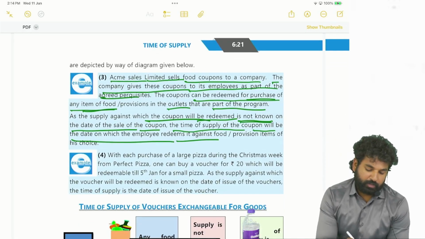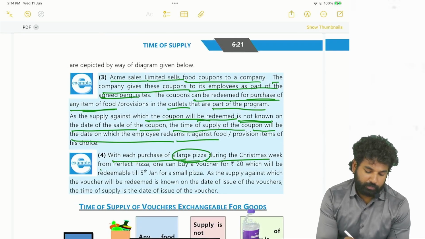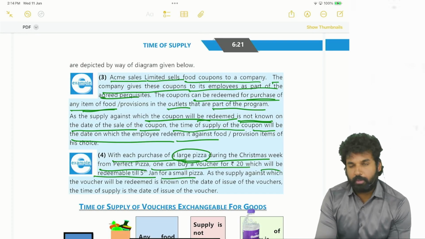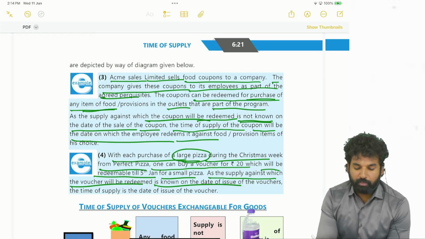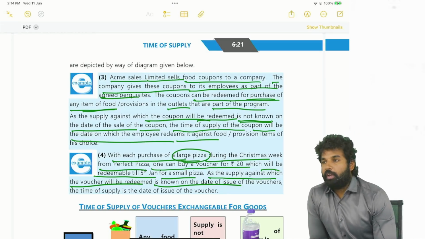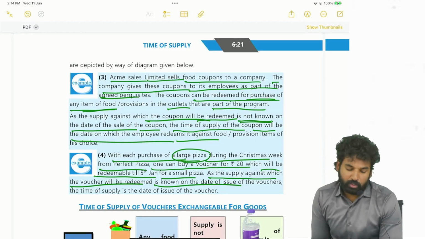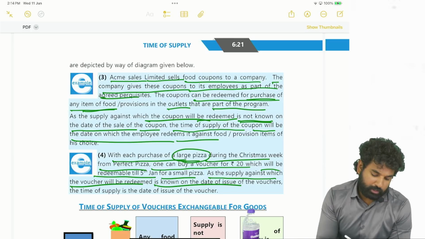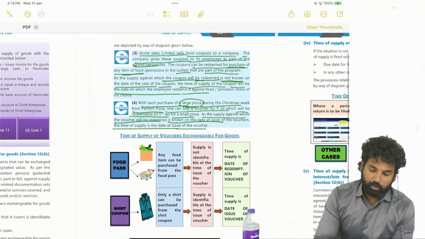So next, with each purchase of large pizza during Christmas week from Perfect Pizza, one can buy a voucher of 20 rupees, which will be redeemed till 5th Jan for small pizza. Okay, so as the supply against which the voucher will be redeemed is known on the date of issue of vouchers, because it is the pizza which they are going to supply. So that's why it is identified at the time of issue of the vouchers. And hence the time of supply will be the date of issue of vouchers.